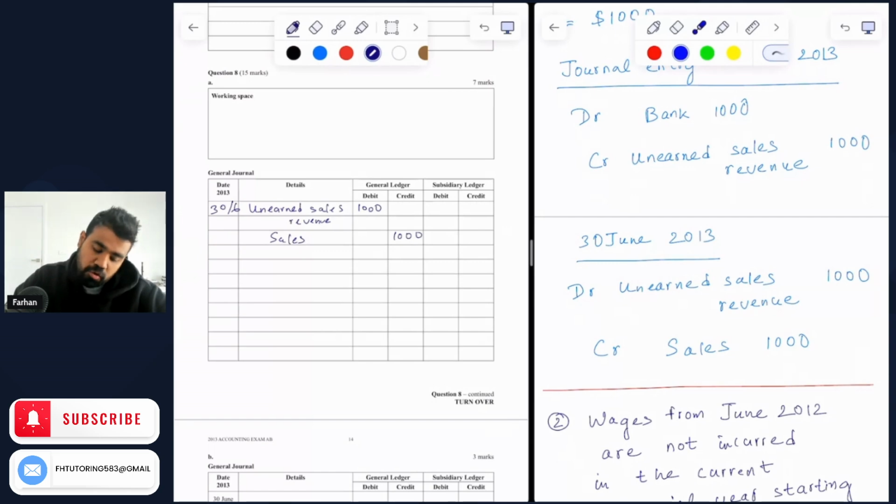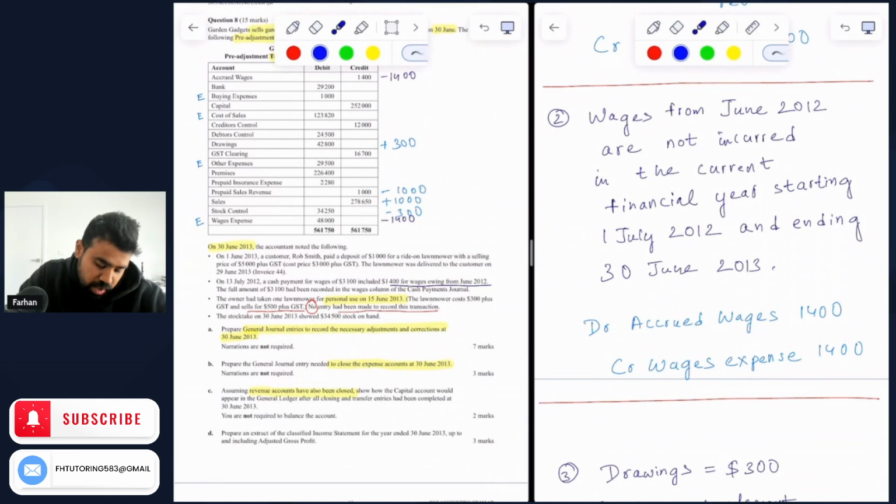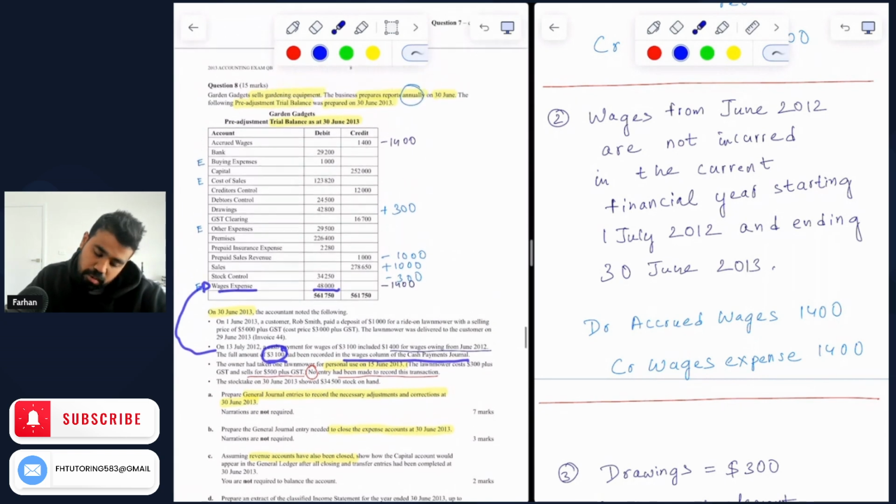All right, so let's move to the second additional information now. On 13 June 2012, a cash payment for wages of $3,100 included $1,400 for wages owing from June 2012. The full amount of $3,100 had been recorded in the wages column of the cash payments journal. So what this means is that the amount for wages expense of $48,000 that we are given has included the full $3,100. So what do we have to do here?